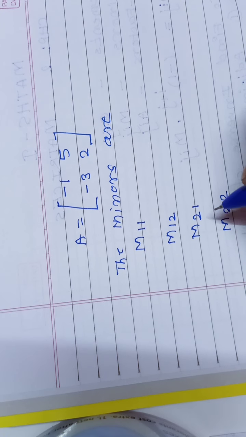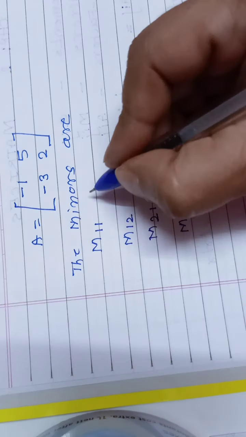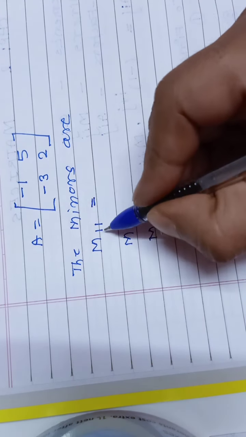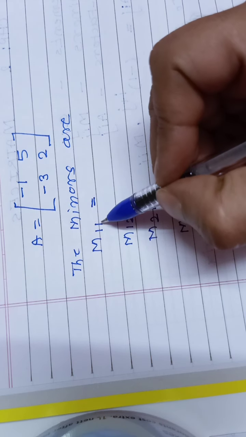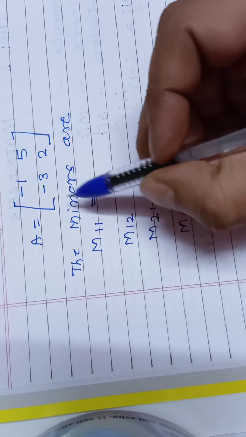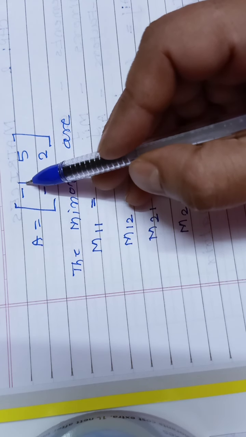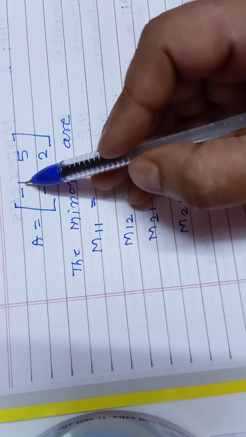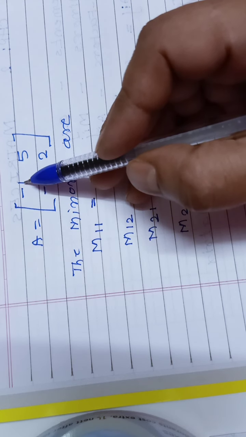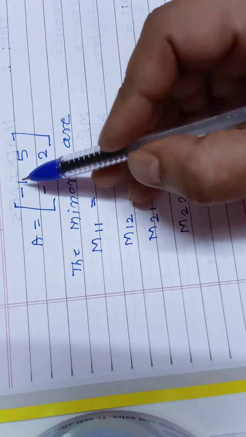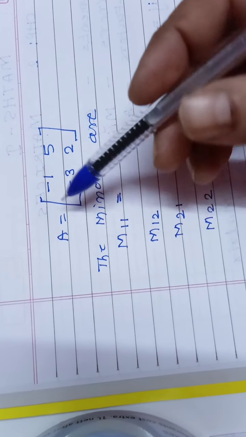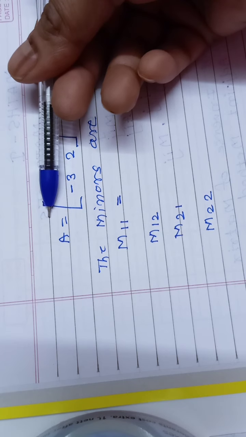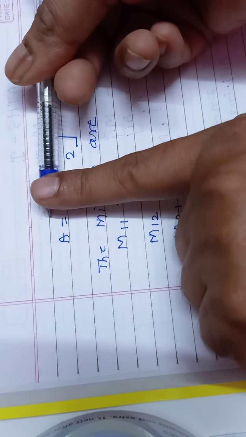Now how to find the minors? It is very easy. The position is first row, first column. So which is the element in the first row and first column? That is minus 1. So we are finding the minor of minus 1. Minus 1 is in the first row and first column. So we will hide the first row and first column.